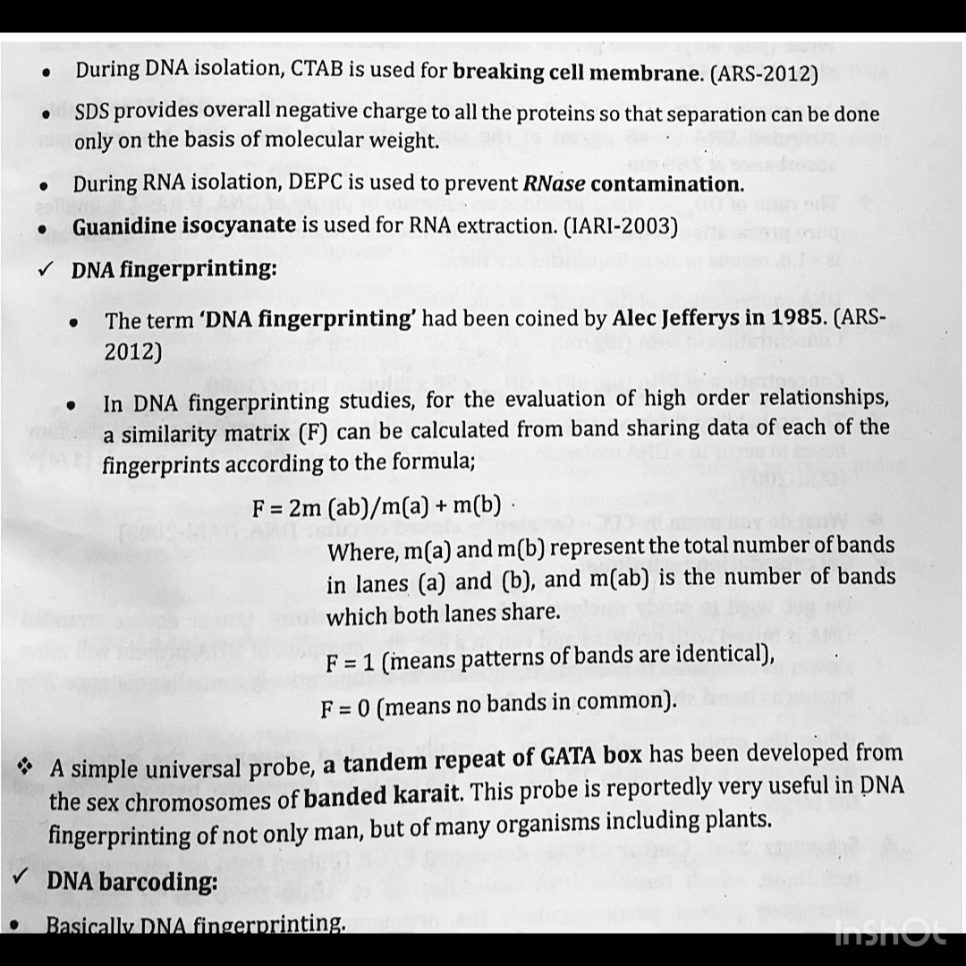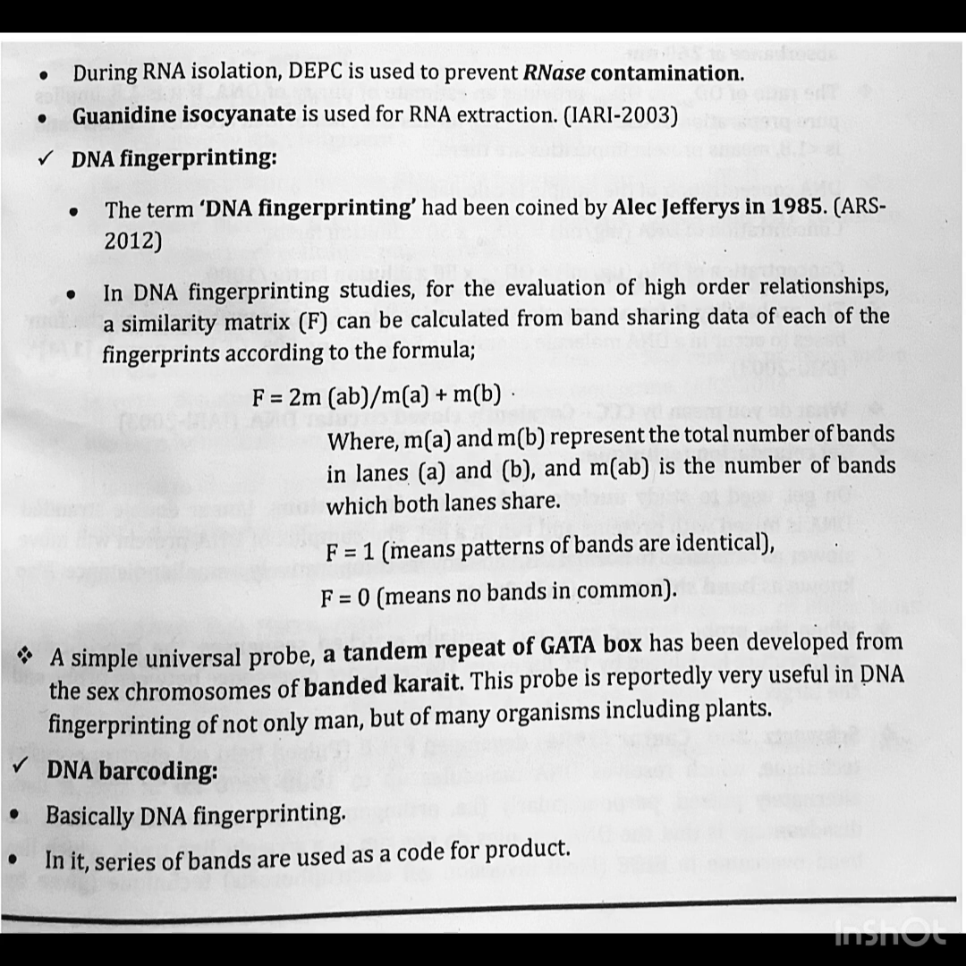DNA fingerprinting. The term DNA fingerprinting was coined by Alec Jeffreys in 1985. ARS 2012 question. In DNA fingerprinting studies, for the evaluation of high-order relationship, a similarity matrix can be calculated from band sharing data of each of the fingerprints according to the formula F = 2mAB / (mA + mB), where mA and mB represent the total number of bands in lanes A and B, and mAB is the number of bands which both lanes share. F = 1 means the pattern of bands is identical, and F = 0 means no bands in common.